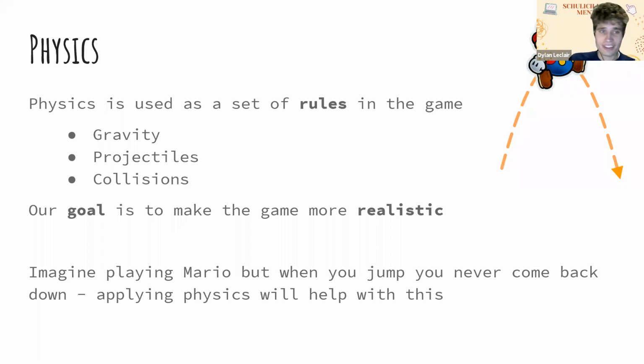Projectiles use physics, and then collisions are involved in physics. And you'll soon learn to realize that dealing with collisions is actually kind of a pain in the butt, but they're really vital to making your game function, right? So our goal is just to make our game more realistic. Obviously, we want it to be a fun game, so we're not going to be super stringent about the exact physics used, but it's a good model to base our games off of.